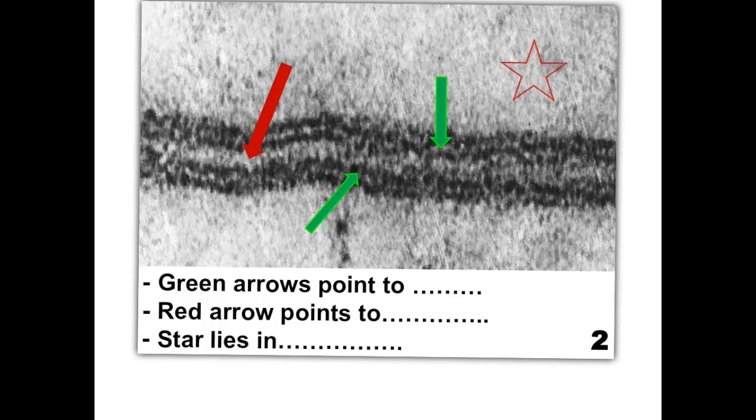Green arrows point to the cell membranes of two adjacent cells. The red arrow points to the intercellular space. The star lies in the cytoplasm. Here, this is a cell membrane, trilamellar appearance, and this is another cell membrane, trilamellar or unit membrane appearance, and this is the space in between the two cells.